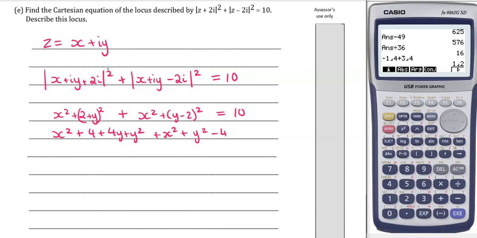Minus 4y plus 4. Okay, so now we can do some simplifying. So we've got 2x squareds. We've got 2y squareds. Then we've got 4y, and the minus 4y cancels. So we are just left with 8.